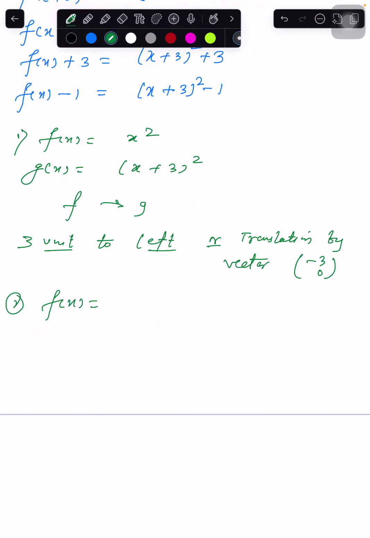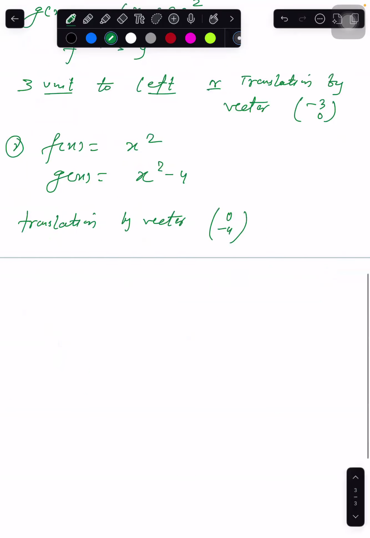Let's take question number 2. Let's say I have f of x equals x square and g of x is x square minus 4. Can you name the transformation? It's down. The 4 is outside, so it's on the y-axis. Translation by vector 0 and -4. So you're moving 4 units down. Do you agree?